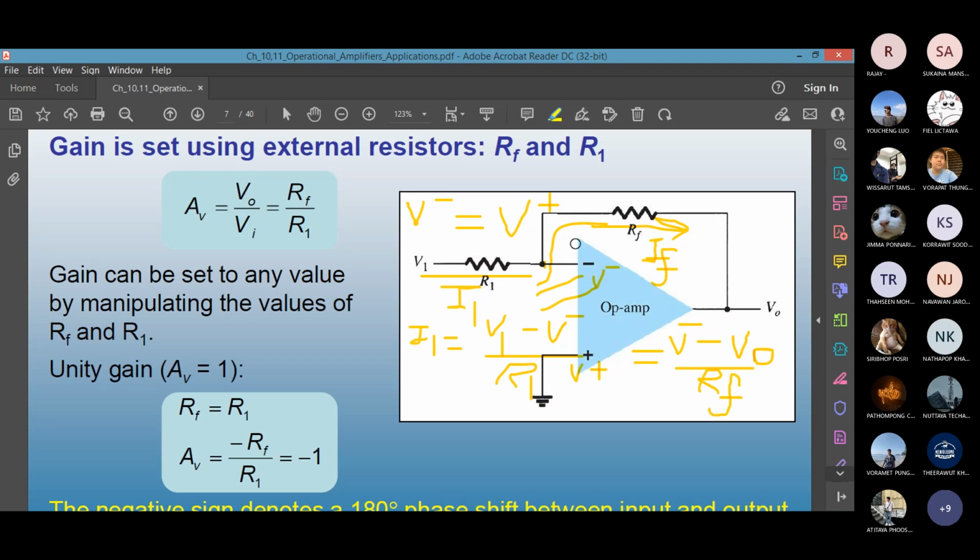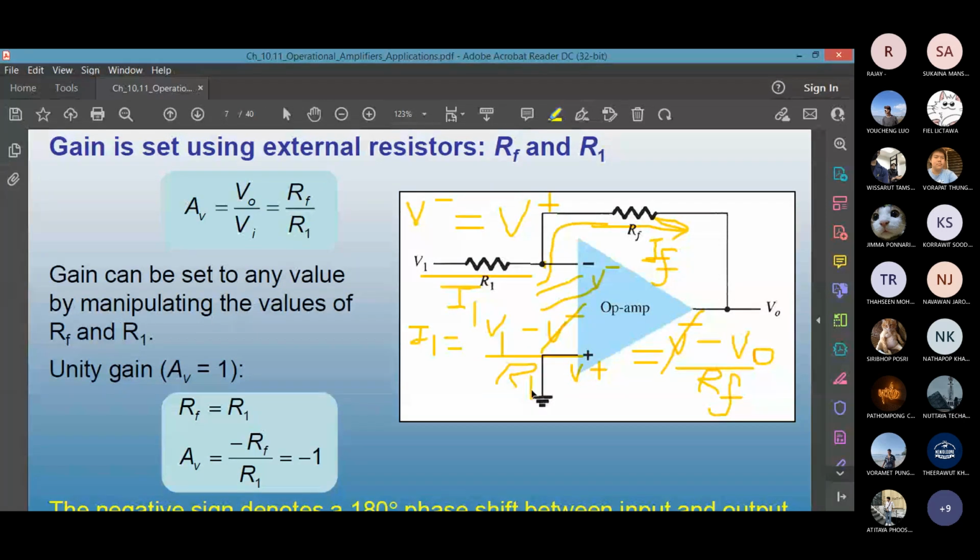And the assumption that you have to say V minus equals V plus. What is the voltage at V plus? 0. So V minus equals V plus, which means V minus is 0. It gets cancelled out in the equation. We don't use it anymore. I'm going to cross it. Left hand side equals right hand side.